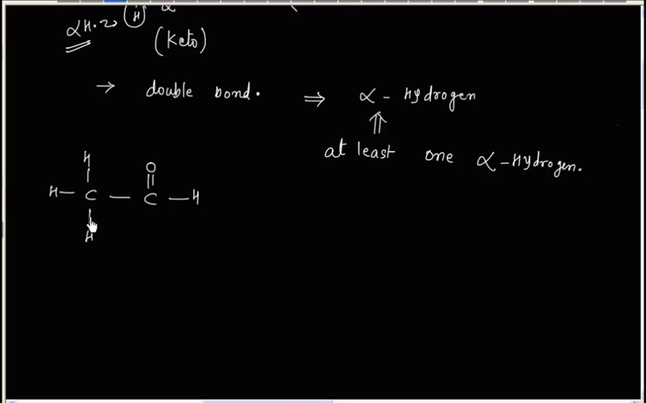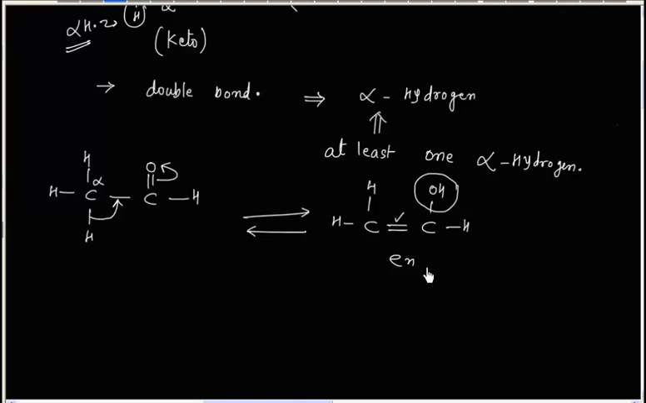So this bond, the bond with alpha carbon, can be broken and it can form a pi bond. So hydrogen changes its position from carbon to oxygen, and there is a double bond. Now this is enol form. So it has an ene group, it has an ol group. So this is enol form. This is keto form.